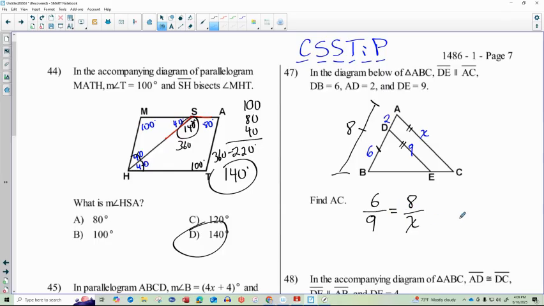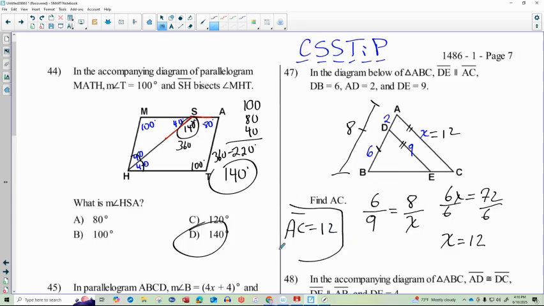And now it's a simple cross multiplication. 6 times x is 6x. 9 times 8 is 72. Divide by 6, divide by 6. X is equal to 12. And then that x happens to be my AC. So I'm going to write AC is equal to 12.